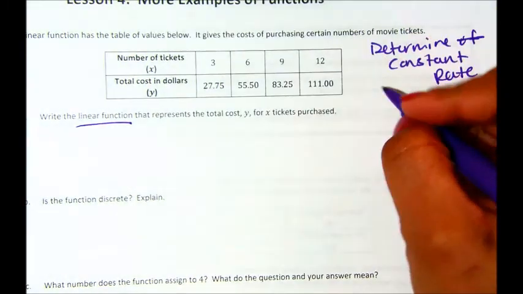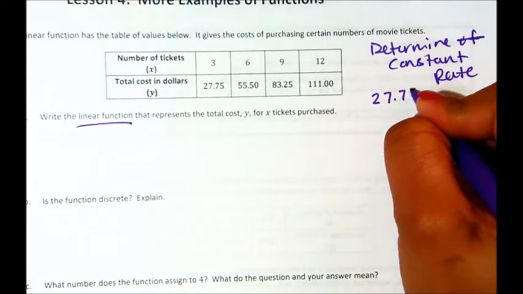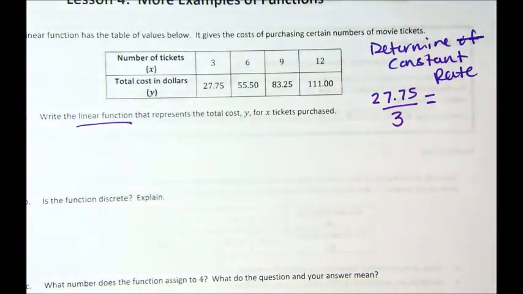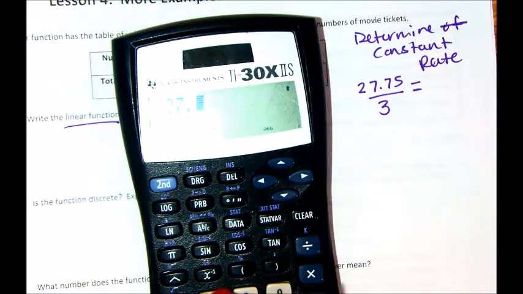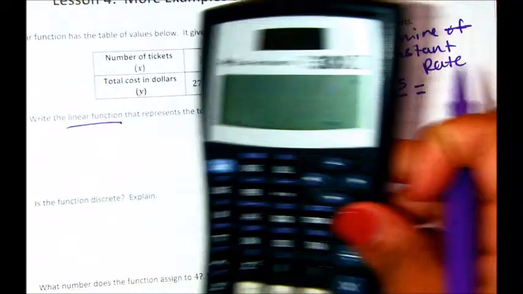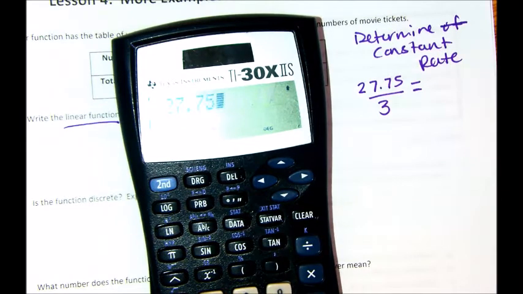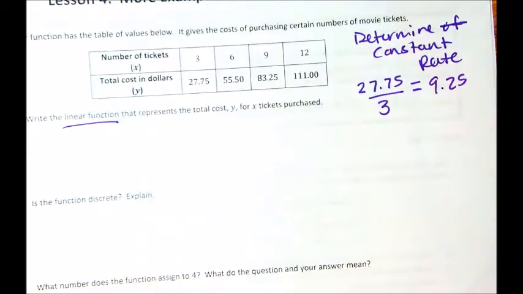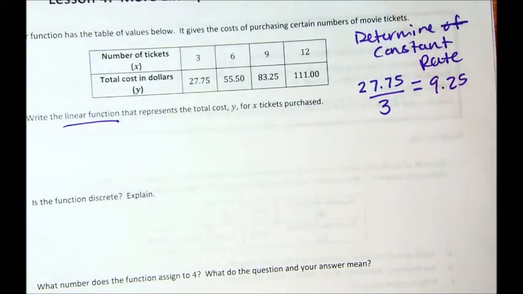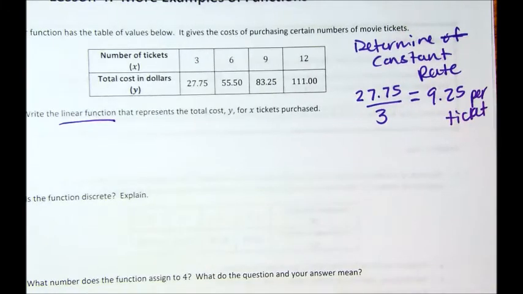Yeah, I'm going to go with the first value. So I'm going to say 27 and 75 hundredths divided by 3. The constant rate for this problem is 9 and 25 hundredths. So that means that one ticket costs $9 and 25 cents. Okay, that means one ticket costs $9 and 25 cents.